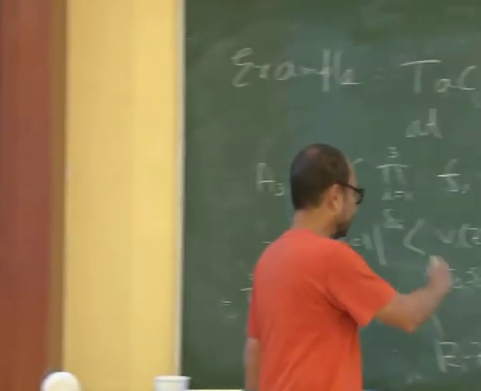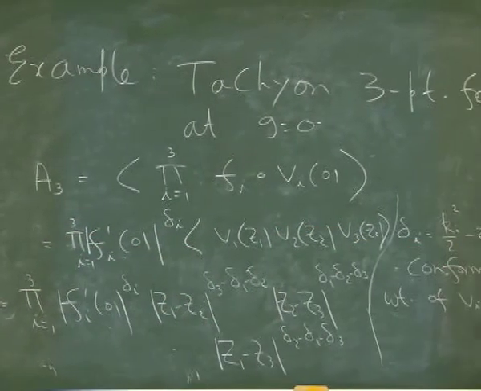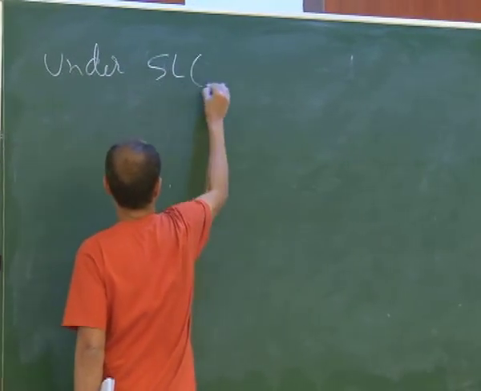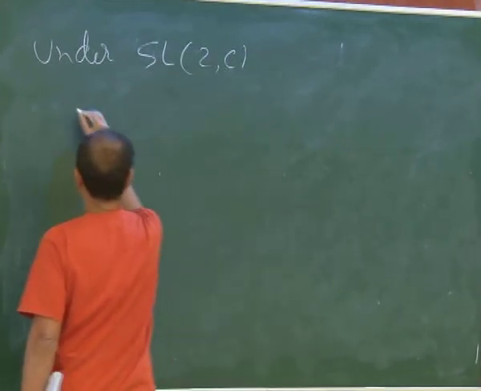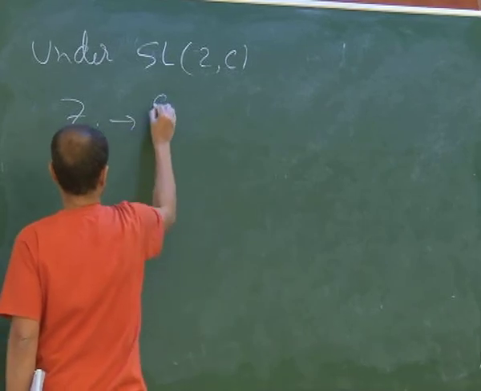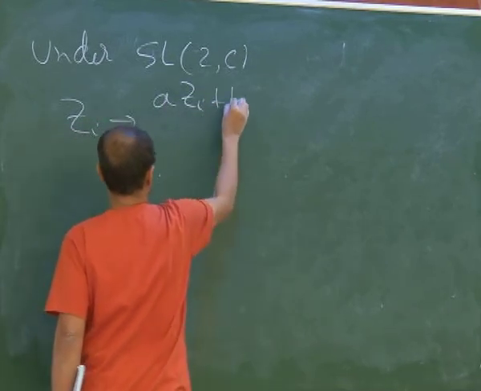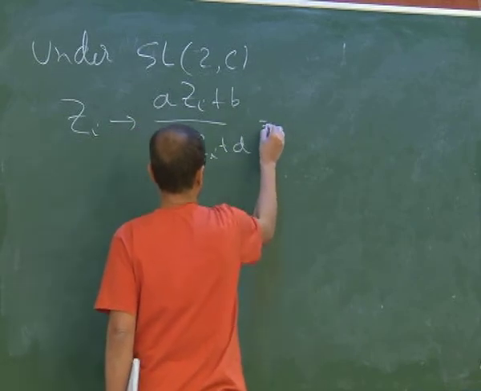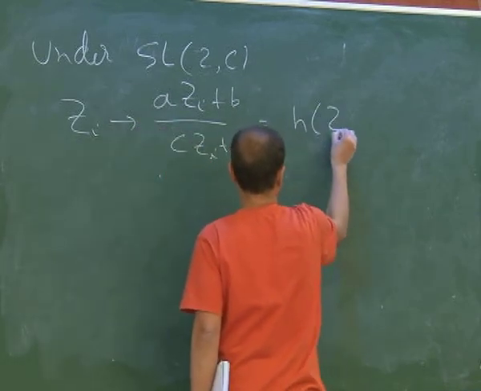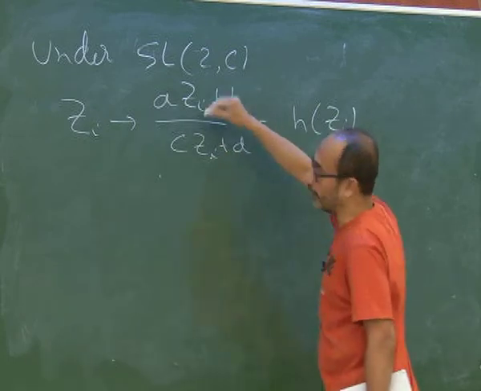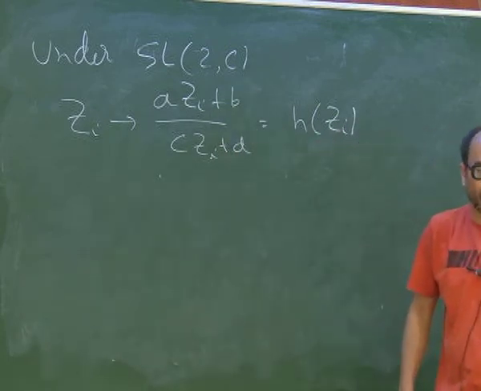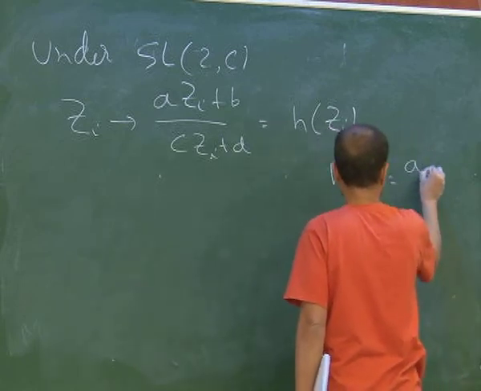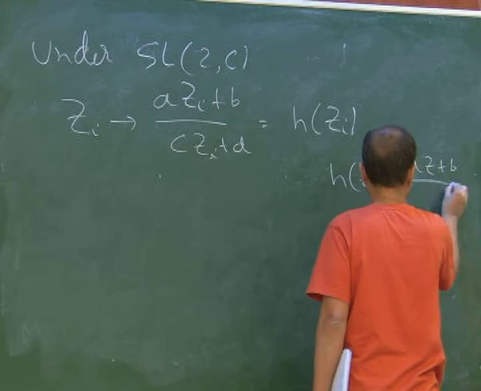But let's just see how this becomes SL2C invariant. So under SL2C, Zi goes to A Zi plus B over C Zi plus D. Let's call this H of Zi, where H is this function. H of Z is Az plus B over Cz plus D.